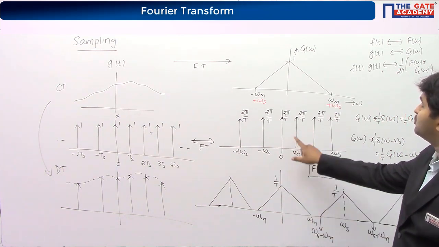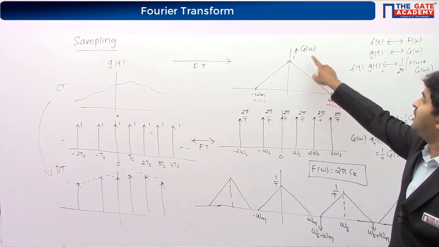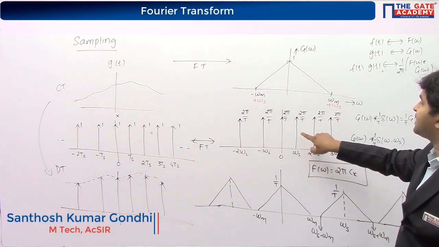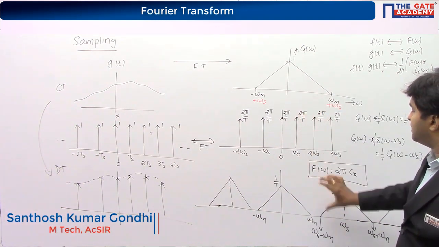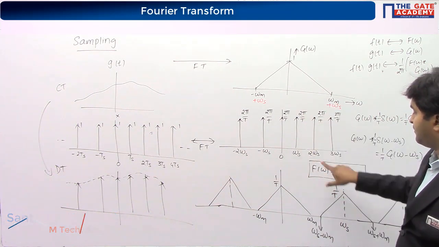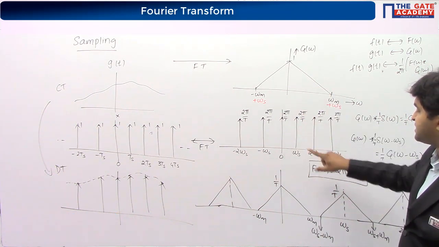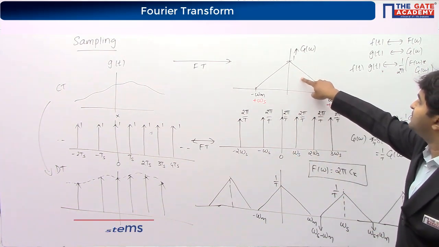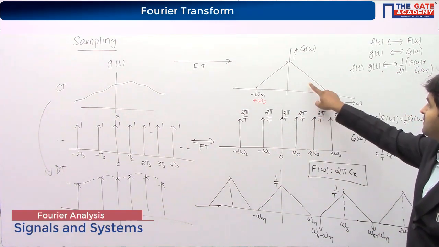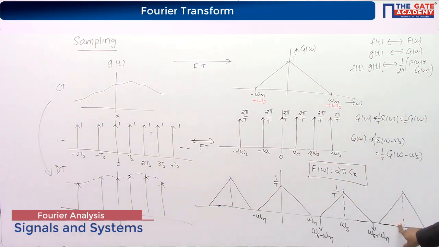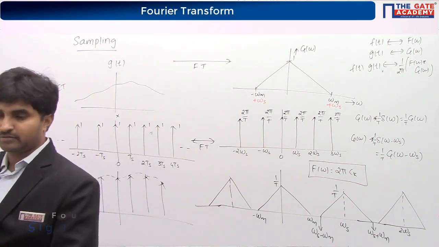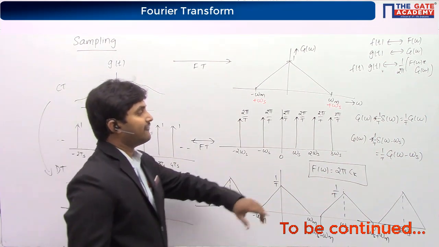Then I'm going to convolve G of omega with a shifted impulse. It is going to result in the shifted signal. Similarly, if I convolve this with the double shifted impulse, then there will be a double shifted signal. So that is the reason why we are having 1 by T here.